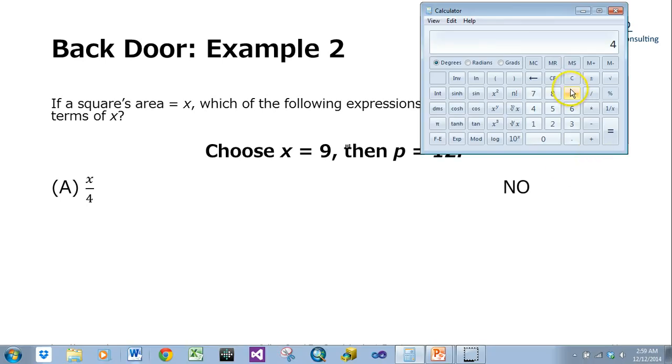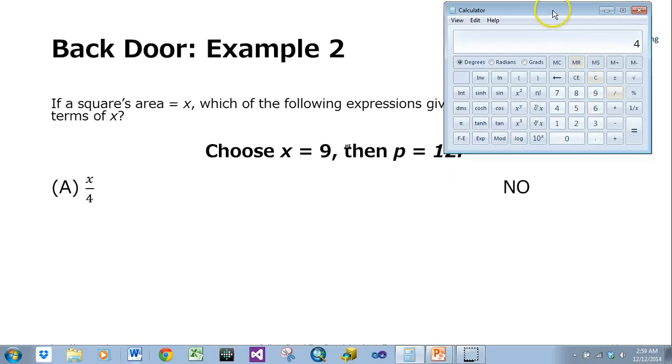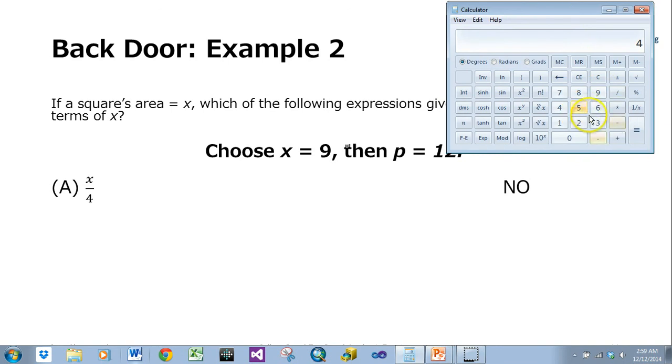So if the area of the square is 9, the square root of 9 is 3. So each side of the square is 3. And if our perimeter is side plus side plus side plus side, that's going to be 3 plus 3 plus 3 plus 3. And that equals 12. So our perimeter is 12. And since we now have those answers, we can continue on with the problem.